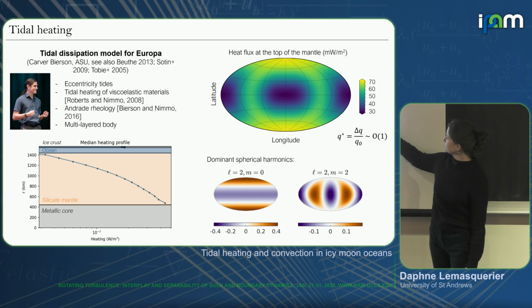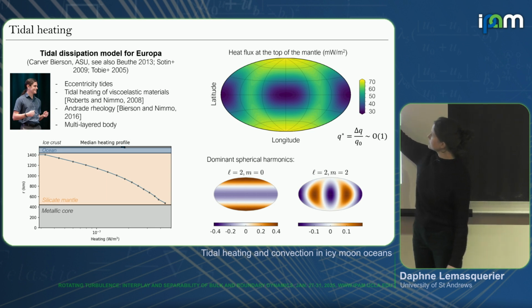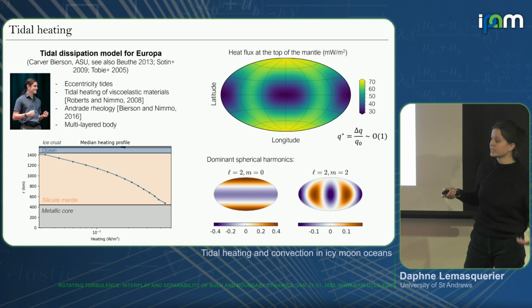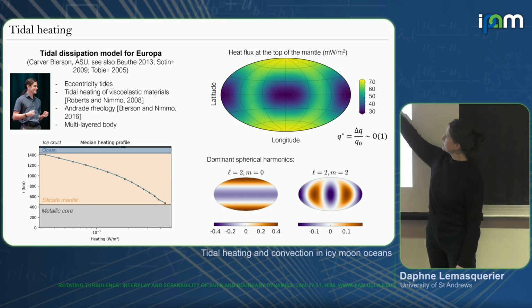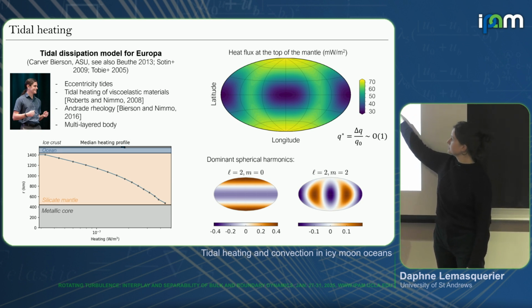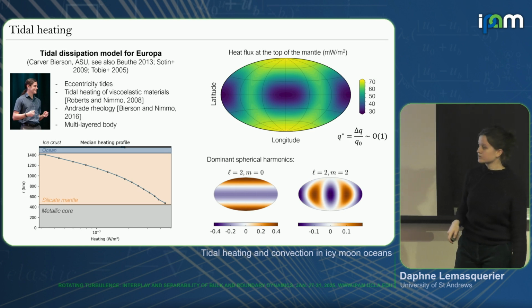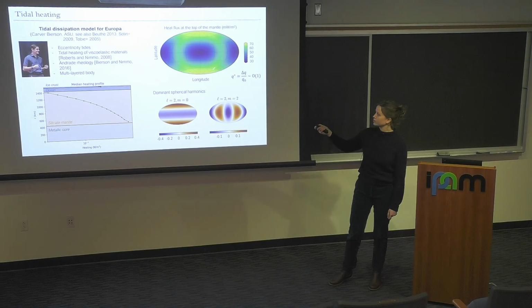In the following of the talk, I'm going to use this parameter Q star to quantify the amplitude of the heating anomaly. It's basically going to be the peak-to-peak heat flux difference divided by the average heat flux. So for tidal heating, this is of order 1.